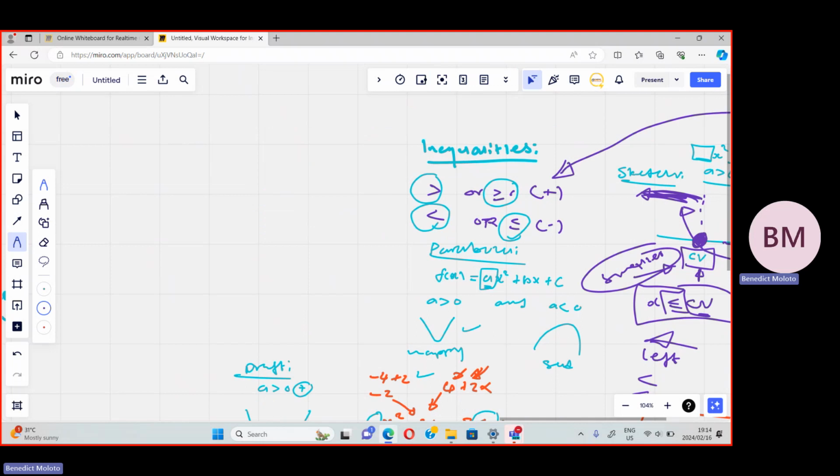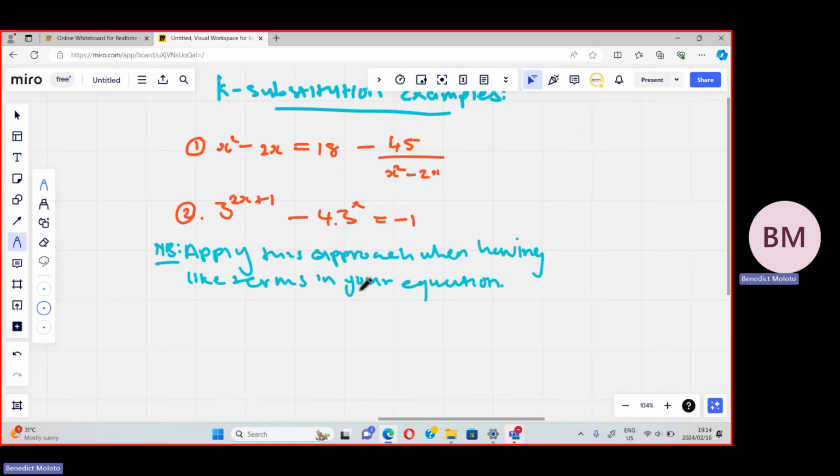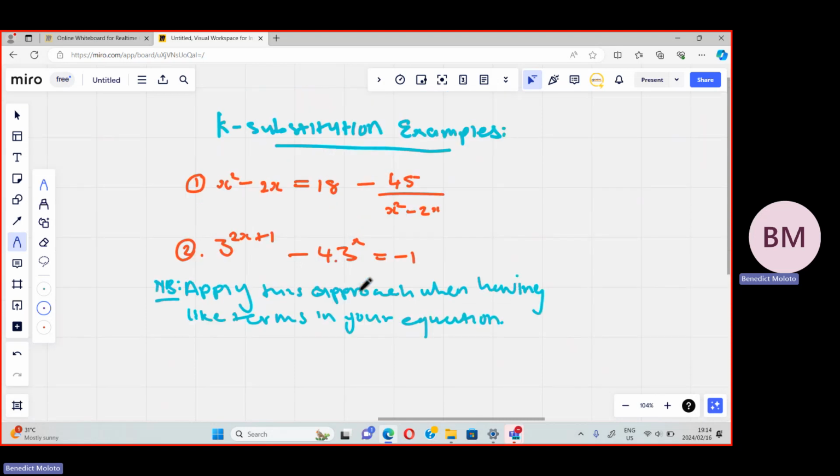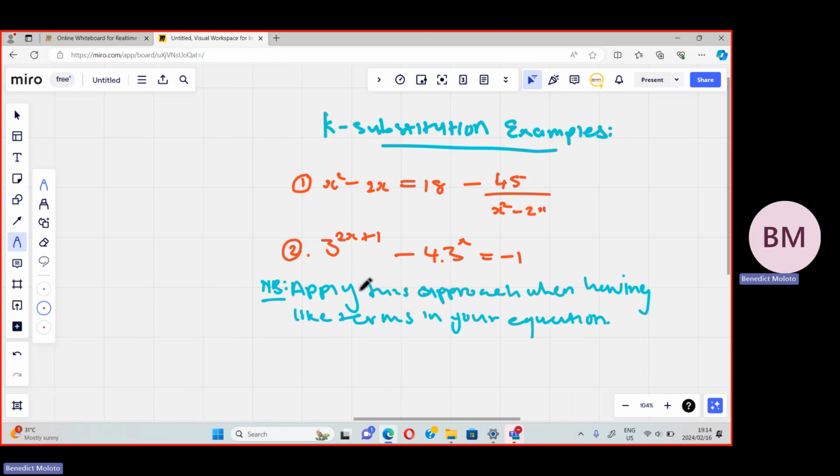I explained this also in one of my previous videos, but now I want to explain one of the problems that one of my tutees came to me with. She said, Benny, I'm experiencing a problem with K-substitution. She asked, why do we apply K-substitution? We use it when there is an ambiguous equation, one that will give you a tough time when you solve it the normal way. Then you will need to solve using K-substitution, where we set the like terms to be equal.